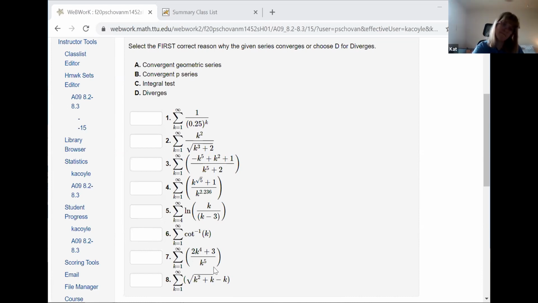Now this one, number 7, has a 5th degree on the bottom, 4th degree on top. That does have a limit of 0, so we don't know anything about that one just yet. So we stop on that. And here we probably have to do some work, because if I'm letting k go to infinity, this behaves like the square root of infinity minus infinity, and infinity minus infinity is an indeterminate form. So that one we have to do some work on.